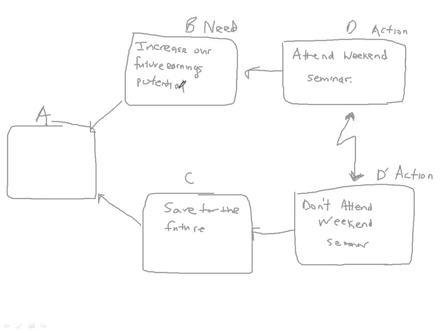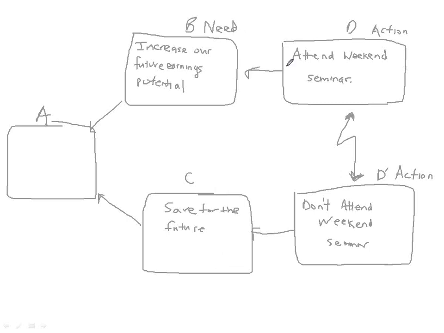You know, you can talk to both of them if you think that helps. Usually, as I said, D and D Prime are pretty straightforward because you know what the conflict is. Spend the $1,000, don't spend it. Attend the weekend seminar, don't attend it. So these are usually pretty straightforward. Where the rubber meets the road is getting these needs right.